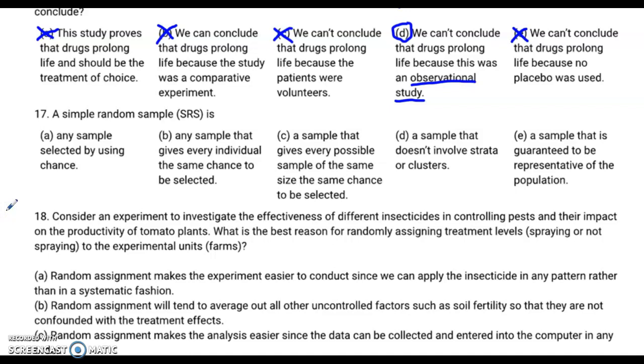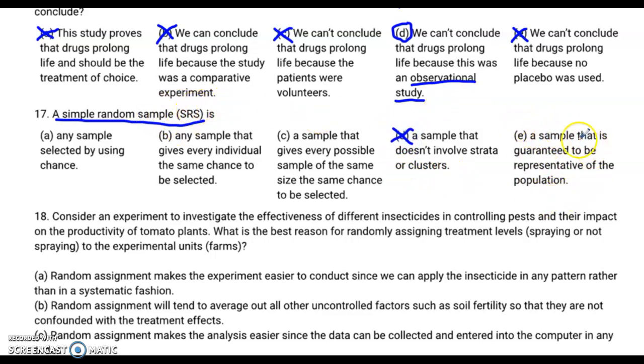For number 17, this question led to such heartache in years past. I want to make sure that everybody hears this loud and clear. Let's try to go through and analyze some of these answers to cross off some of them. In choice D, it says a sample that doesn't involve strata or clusters. That could describe a simple random sample, but it could also describe a systematic random sample, right? Systematic doesn't involve strata or clusters, so choice D is out. We're looking for one that only describes simple random sample.